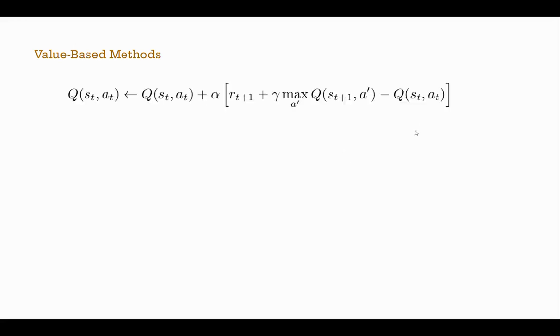As a means of comparison, we also wanted to implement a value-based method. So to that end, we decided to use Q-learning with an epsilon greedy policy to predict and update the Q values. For the prediction of these Q values, we decided to use a deep neural network.